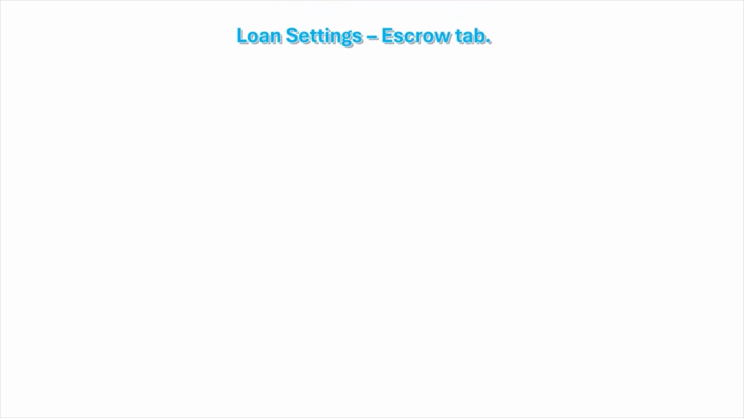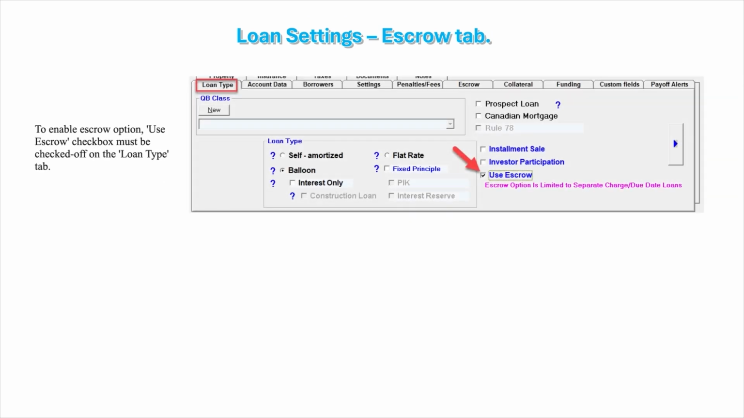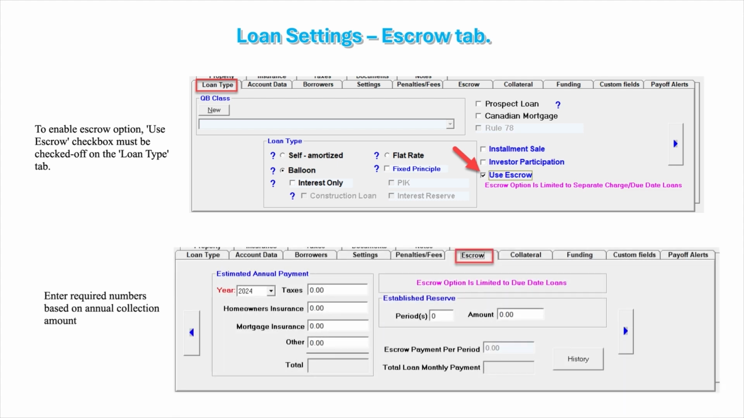Loan settings, Escrow tab. To enable the escrow option, the Use Escrow checkbox must be checked off on the Loan Type tab. Enter required numbers based on annual collection amount.